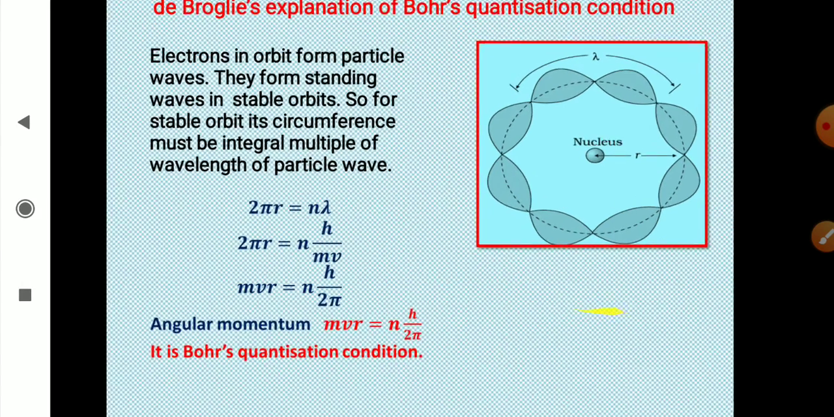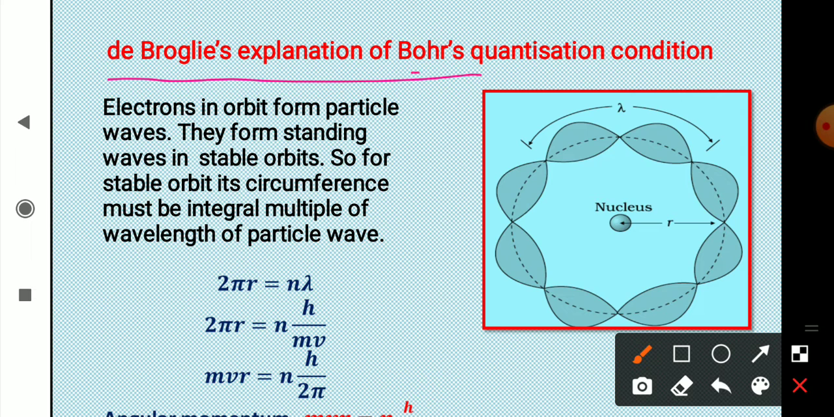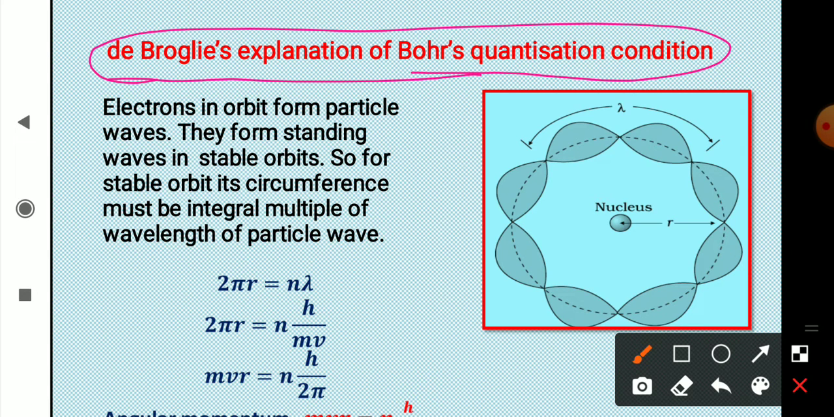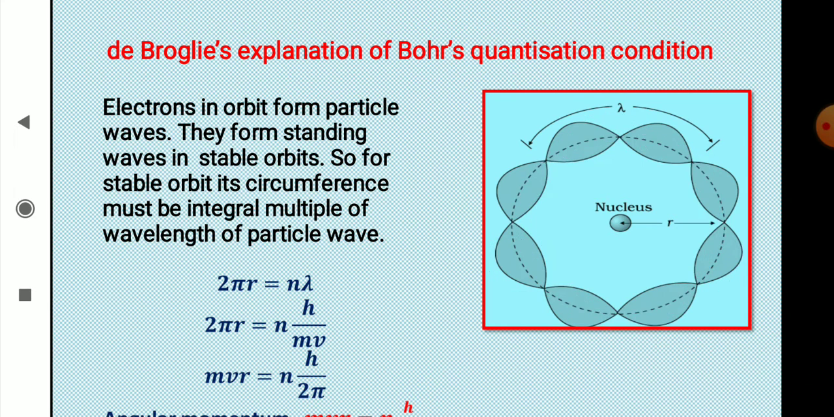And then a very important outcome of Bohr's quantization condition: he could explain de Broglie's theory. So de Broglie's explanation of Bohr's quantization condition. So let's see what it is. What he said is that when electrons are moving in their orbit, say this is the nucleus, electrons are moving in their orbit, then they do not move like a particle. They move like waves, like particle waves. And these particle waves superimpose and form stationary waves. So only those orbits will be allowed where the circumference is a multiple of the wavelength.